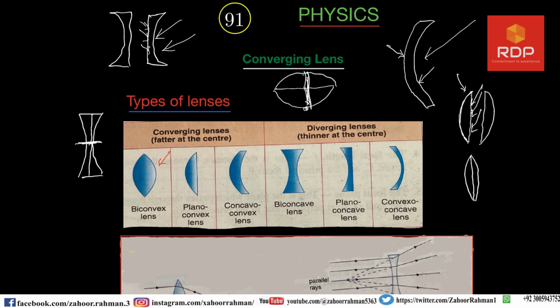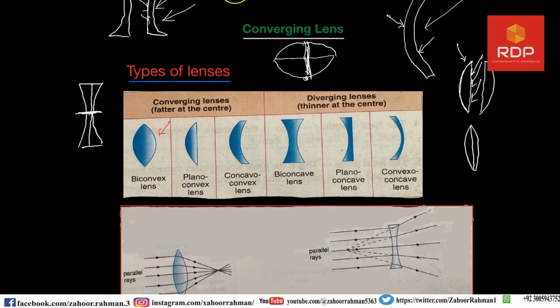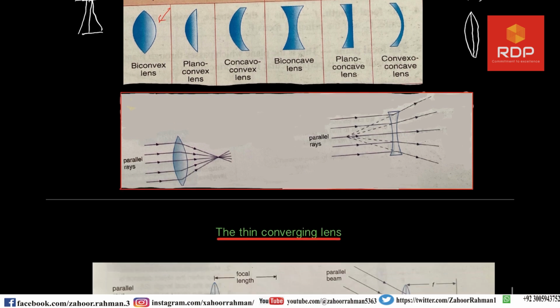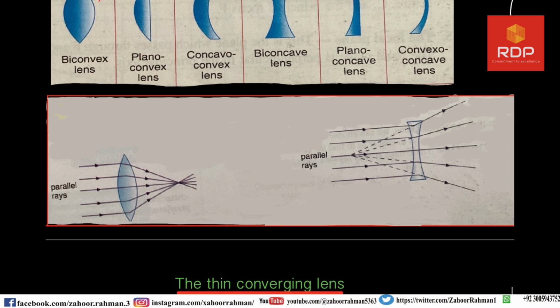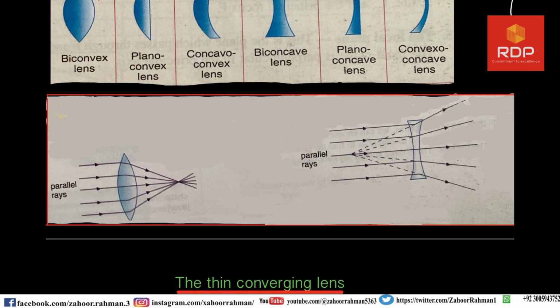Dear learners, how are rays behaving inside the converging and diverging lens? Let us study about this. We are talking about this particular figure. The converging type of lens converges. What does it mean? It means it brings together what? Rays of what? Of light.